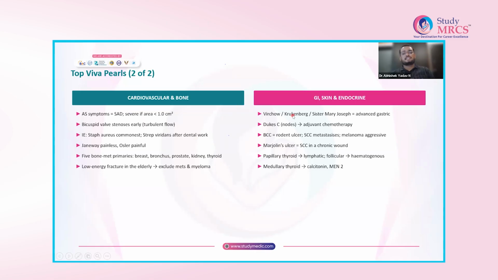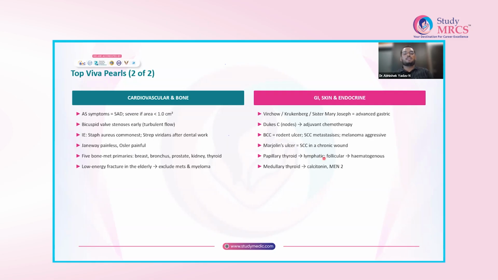Coming to the GI, skin, endocrine: Krukenberg, sister Mary Joseph, so these are the advanced gastric carcinomas. Dukes C stage, the patient should require adjuvant chemotherapy. Basal cell carcinoma acts as a rodent ulcer, which is locally malignant. Squamous cell carcinoma, lymphatic spread. Malignant melanoma, both lymphatic as well as hematogenous spread. Marjolin's ulcer, squamous cell carcinoma in chronic non-healing wounds. Remember, take a biopsy, think in terms of Marjolin's ulcer.